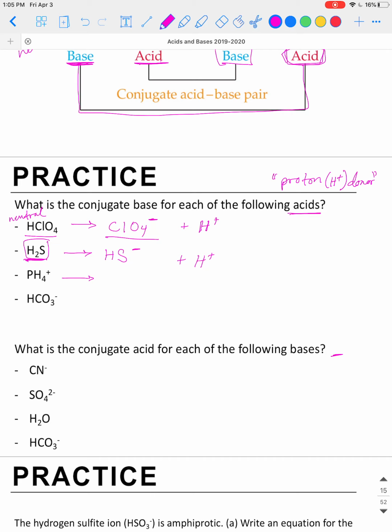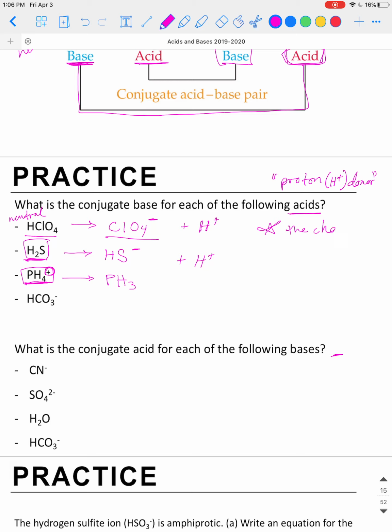The third one, PH4 plus. So we're going to draw the conjugate base. Remember, if this is an acid, it's going to donate a hydrogen ion, so we're going to draw the same molecule with one less hydrogen. So instead of PH4 plus, now it will be PH3. How will the charge be affected? Here, we're starting off with an acid that has a +1 charge. And when you give away a hydrogen, your charge always decreases by 1.